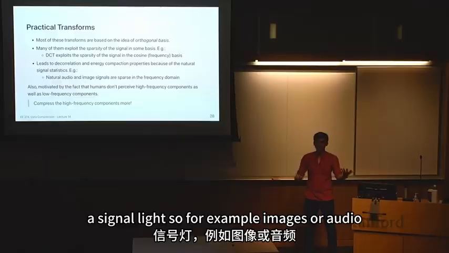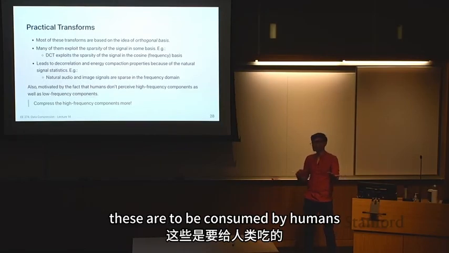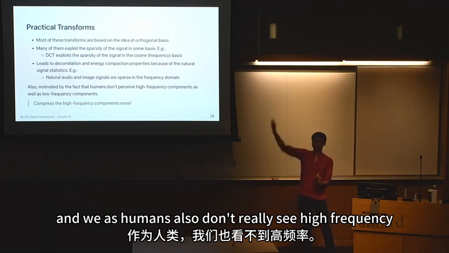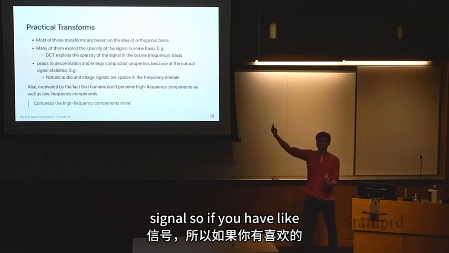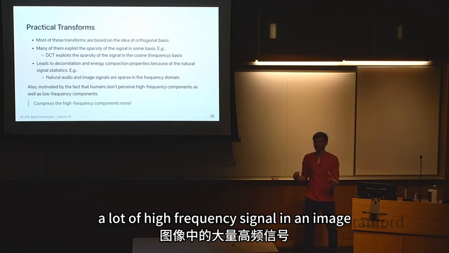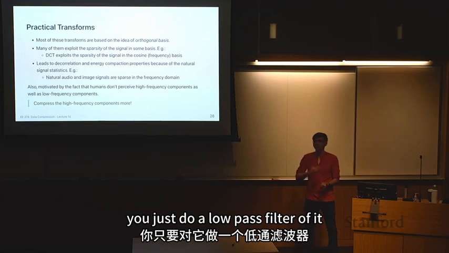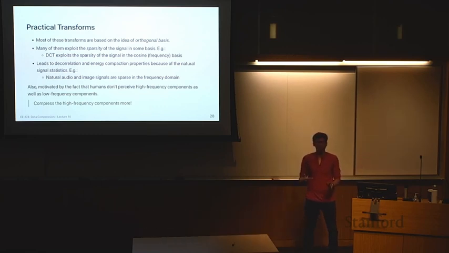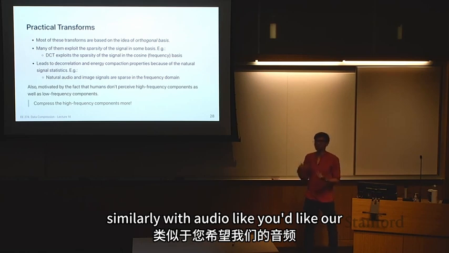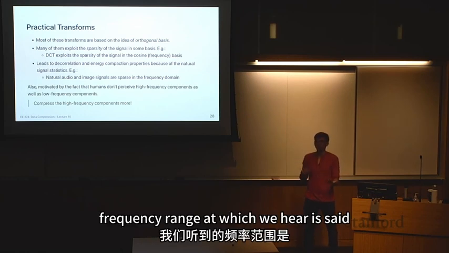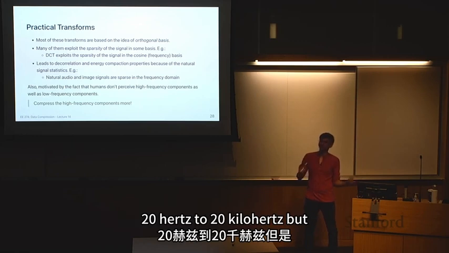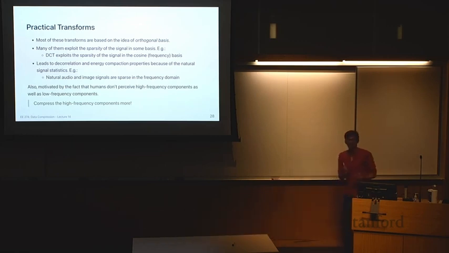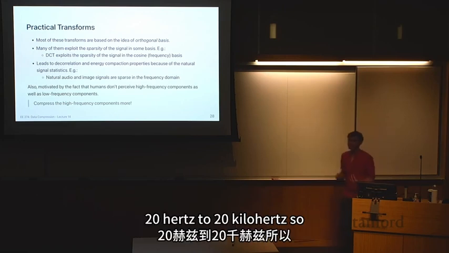So for example, images or audio are to be consumed by humans at the end of the day. And we as humans also don't really see high frequency signal. If you have a lot of noise in an image, you just do a low pass filter, and you won't even see that noise if it's extremely high frequency. Similarly with audio, the frequency range at which we hear is 20 hertz to 20 kilohertz, but in reality very few humans actually go that wide. But for this discussion, let's say 20 hertz to 20 kilohertz.